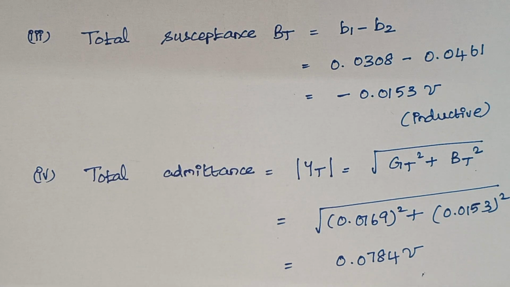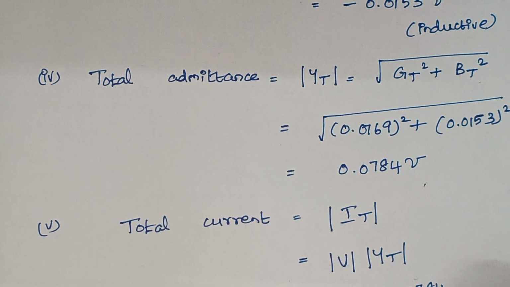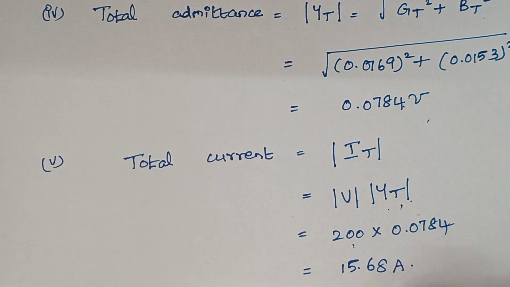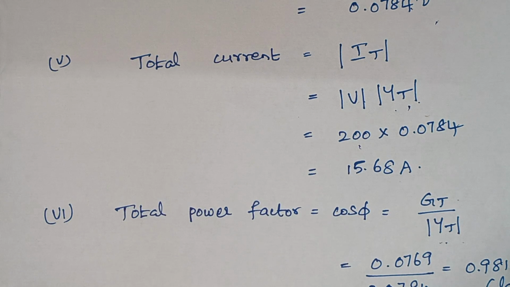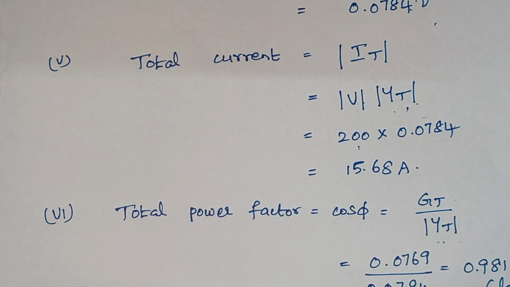So total current is given by the formula V into YT. V is given in the problem and YT, that is the total admittance, we had calculated. So just substitute it here and the answer is 15.68 amps. And the last thing is to find the power factor. So power factor is given by the formula G by Y. We know G, we know Y. So just substitute it here, and that gives an answer of 0.981.